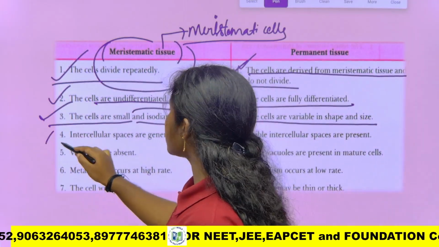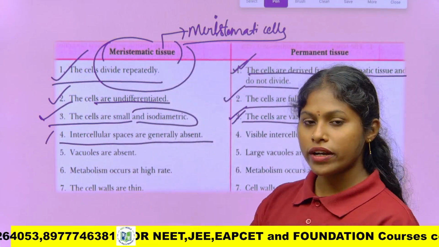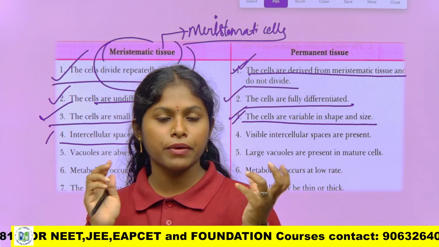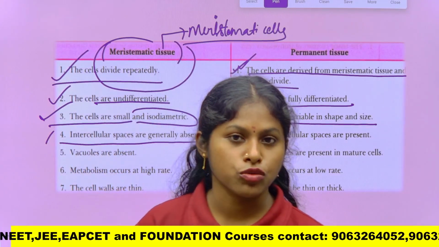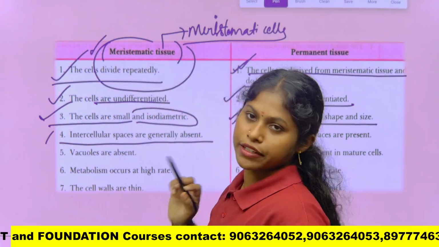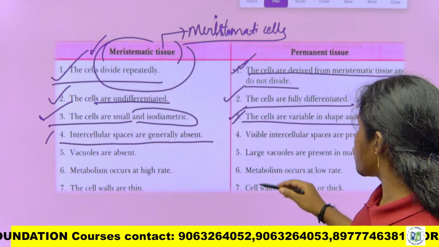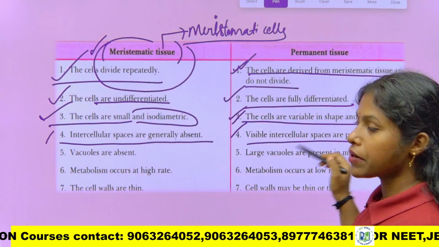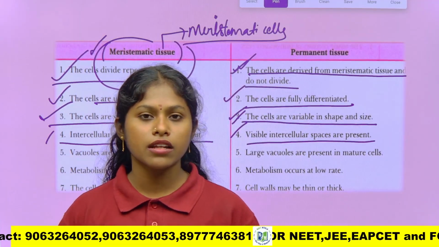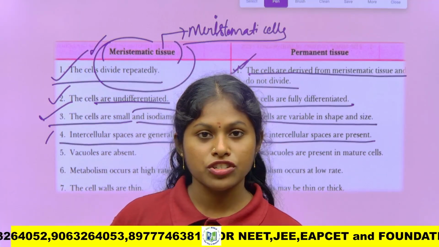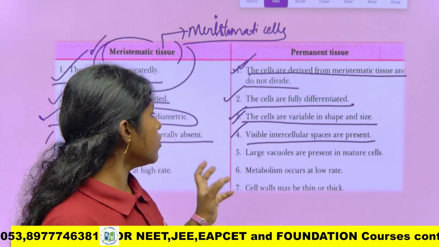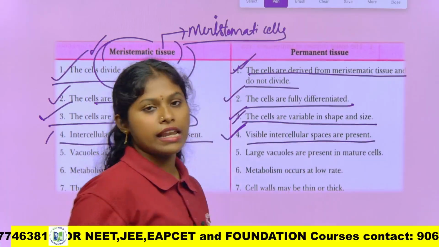So, they are variable in shape and also size, right. Here the intercellular spaces are generally absent in the meristematic tissue, as they are actively dividing cells, and it is required for the primary growth of the plant body, children. Coming to the permanent tissue, here the intercellular spaces will be present. What is the use of intercellular spaces, children? For gaseous exchange and for the storage of food, the intercellular spaces will be helpful, right.